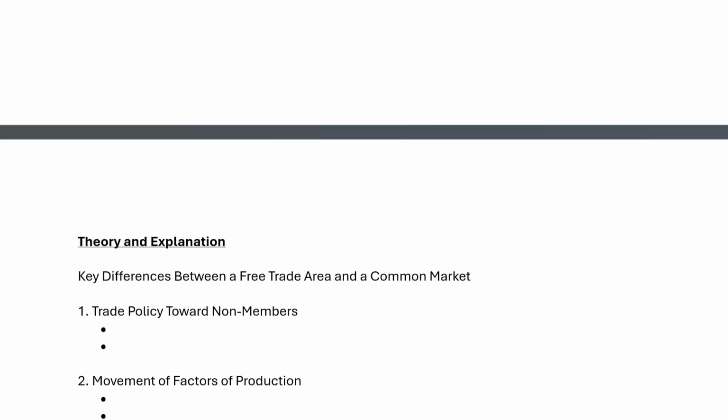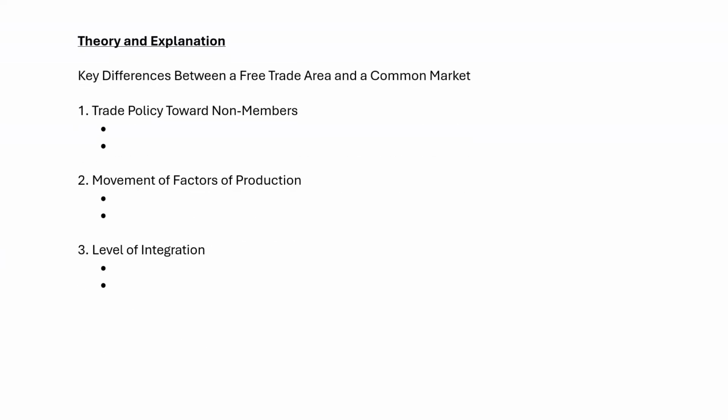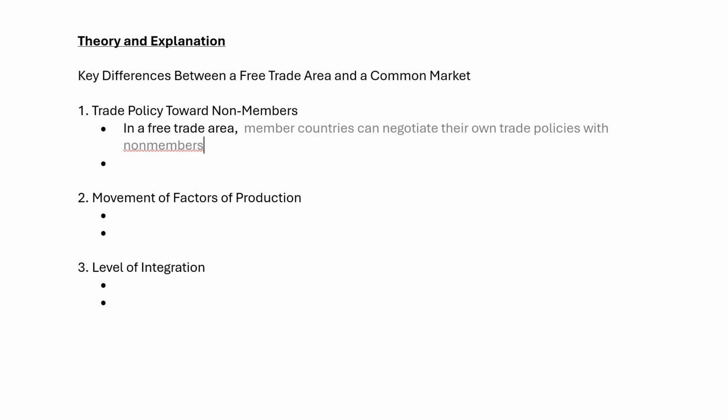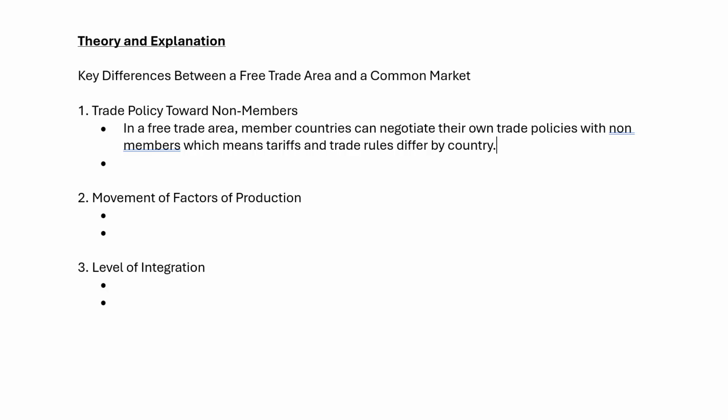So we're going to have a bit of theory and explanation to discuss some of the key differences between an FTA and a common market. The first thing I'm going to discuss is trade policy to non-members. In a free trade area, member countries can negotiate their own trade policies with non-members, which means tariffs and trade rules differ by country. In a common market, member countries adopt a uniform policy toward non-members through a common external tariff.